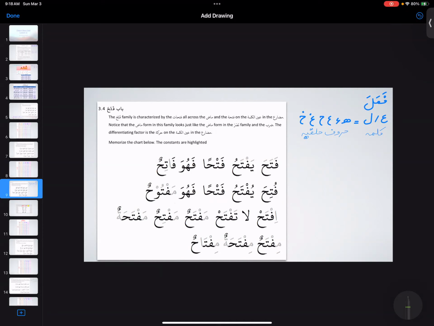Remember, maftuhun is basically passive, so the object or the person that is receiving the action. We need to try to translate like that. Okay, fatihun, how are we going to translate fatihun? Opener, the one who opens, or the victorious one.